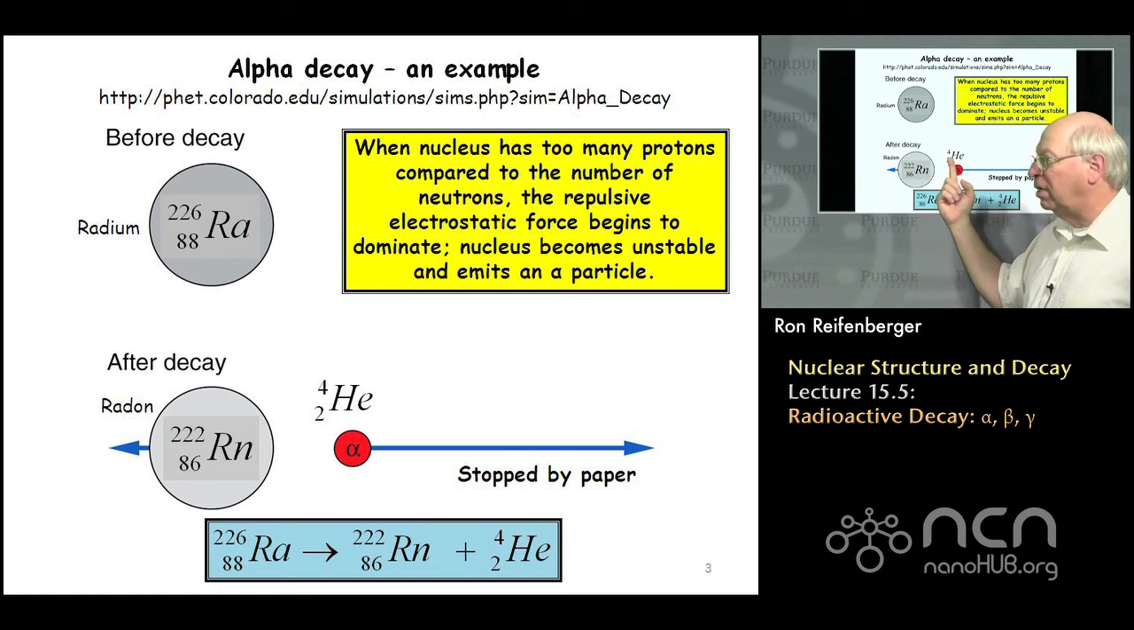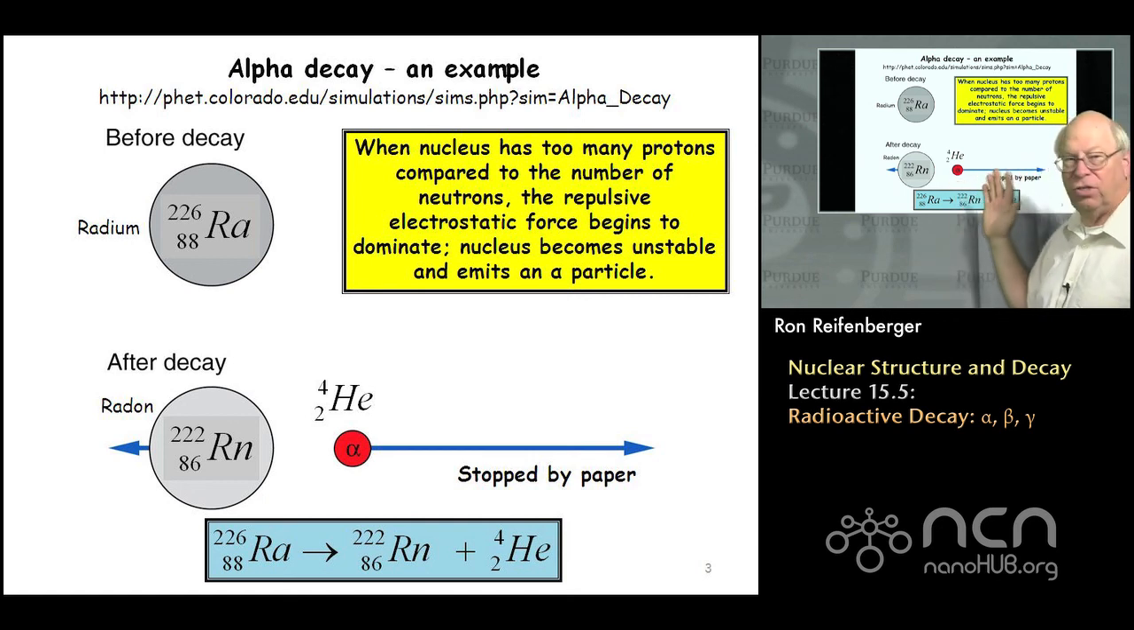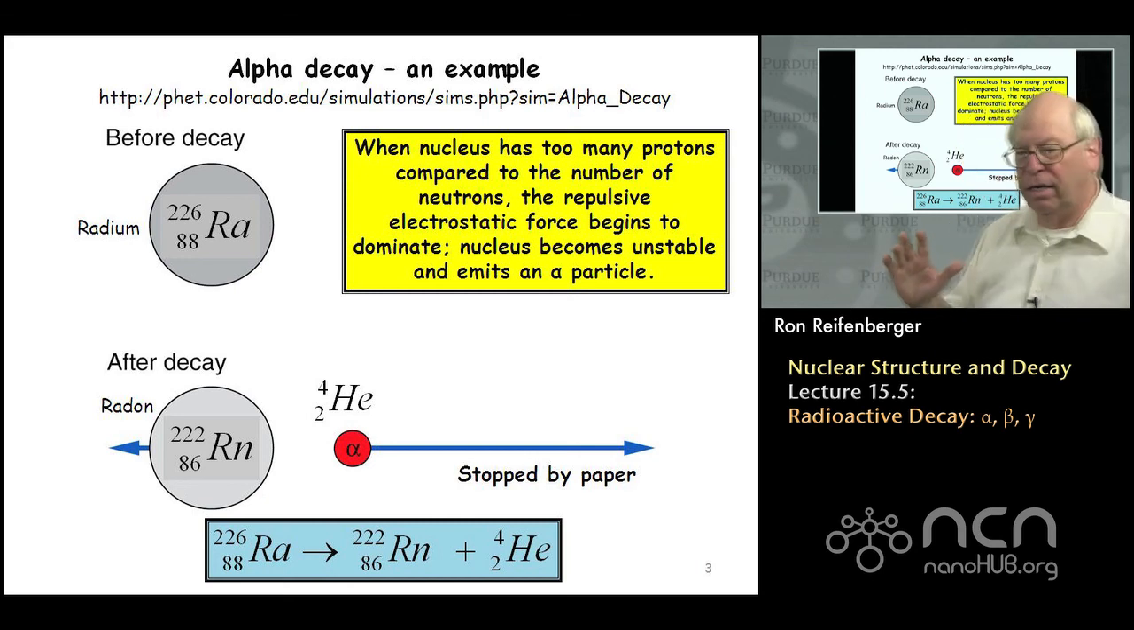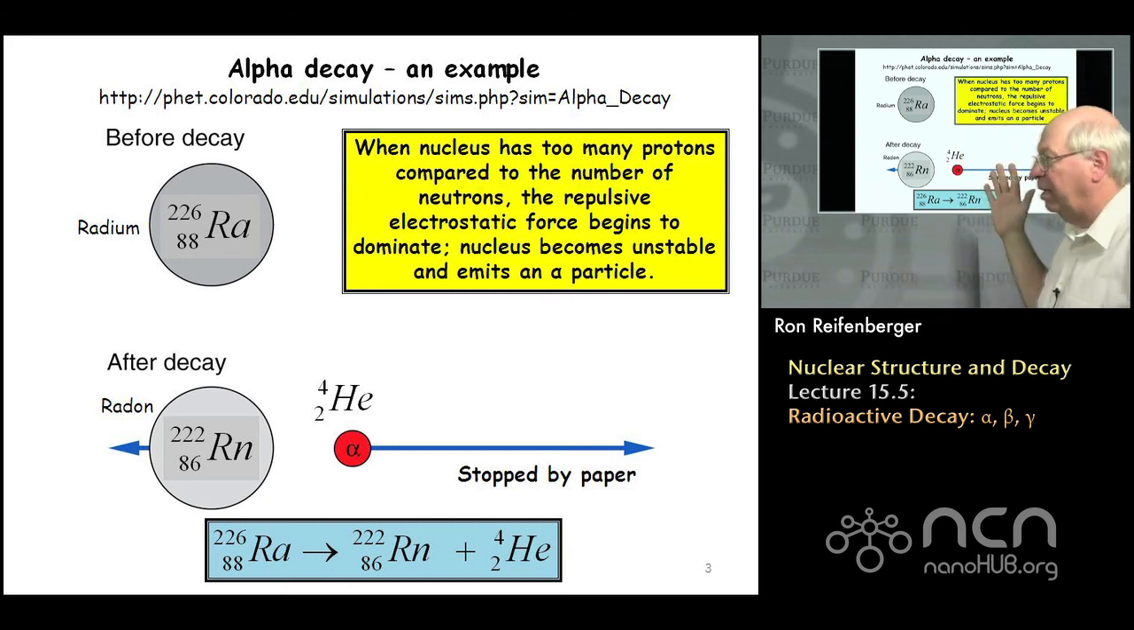It's got two protons and two neutrons. It's highly charged. It's charged +2. That's one of the reasons why it's stopped so quickly by, let's say, a sheet of paper. The high charge on the alpha particle interacts very strongly with atoms in, let's say, a sheet of newspaper, and that interaction rapidly brings the alpha particle to rest.